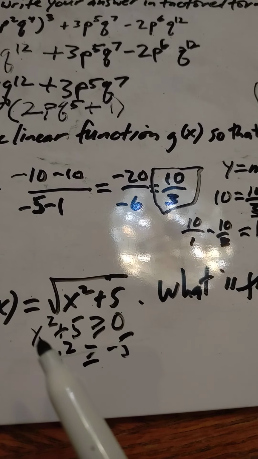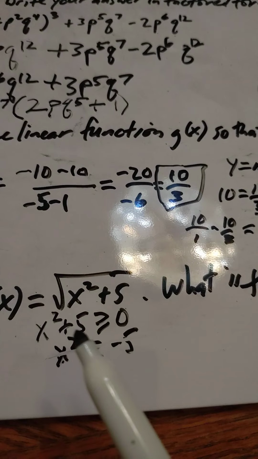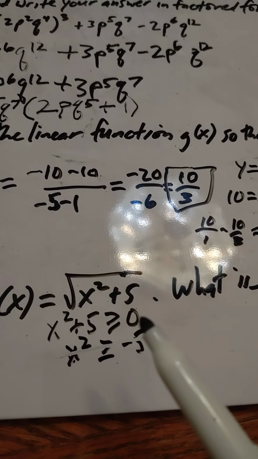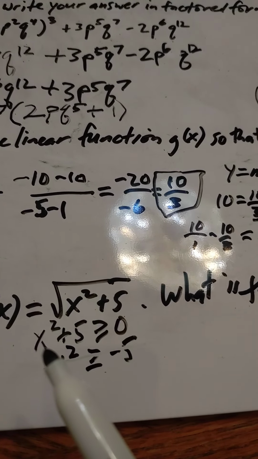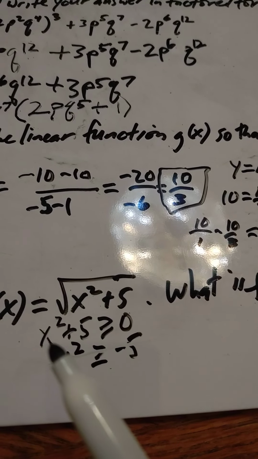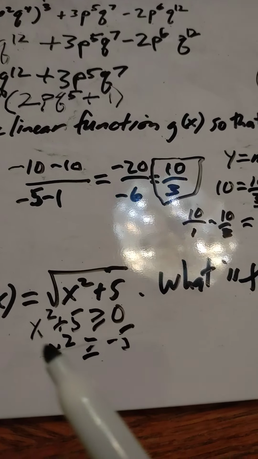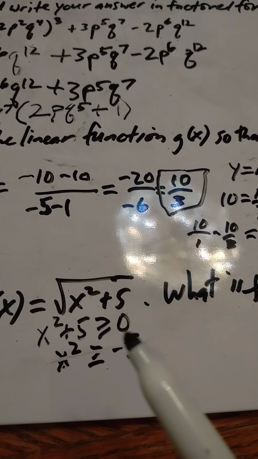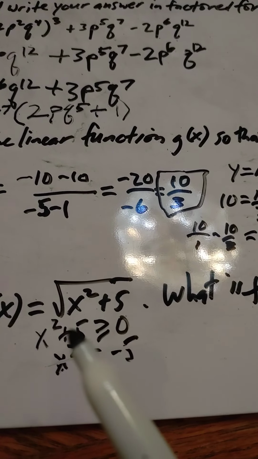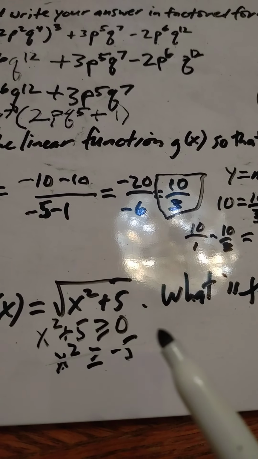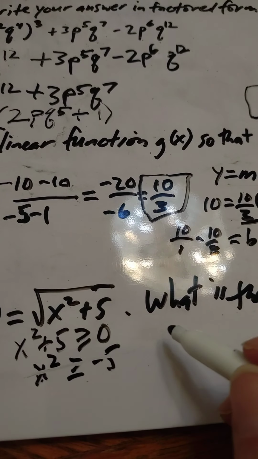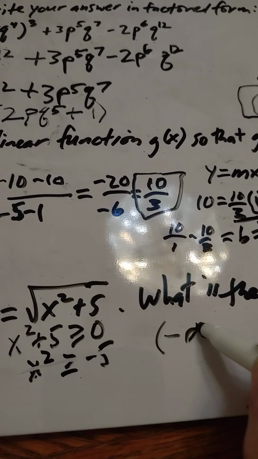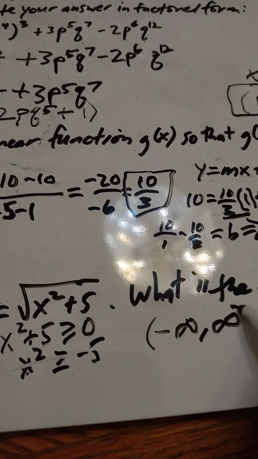Because if x is negative, x squared is positive. A positive plus a positive is going to be a positive greater than 0. If x is 0, 0 squared is still 0 plus 5 is 5. So in fact, x squared plus 5 will always be greater than or equal to 0, which means there's no restrictions for x. No matter what I input for x, x squared plus 5 will never be negative. So the domain is simply all real numbers, negative infinity to infinity.